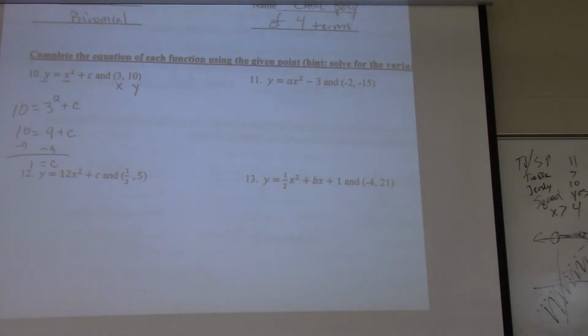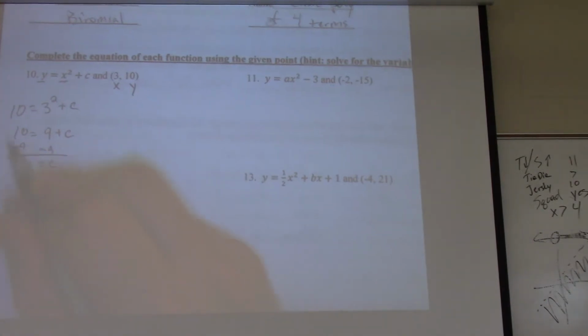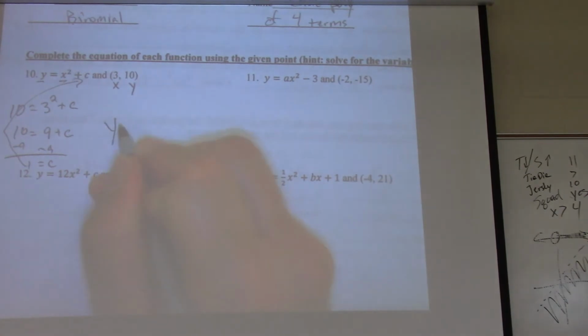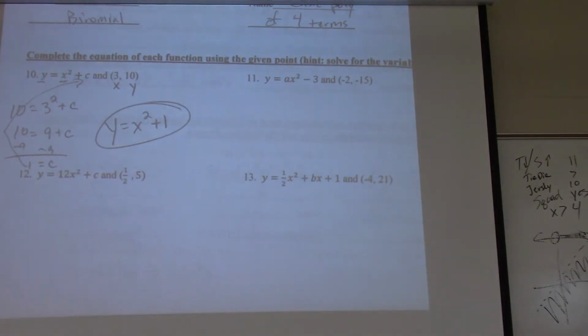That's not what I'm asking you to do here. That would be all the steps I need to get to there, but look at what it's asking. Complete the equation. So what does that mean I have to do with that 1? Plug it in. Go back and plug it back into the original equation. So I take this 1, plug it back into the original equation, and I get x squared plus 1. And that is my final answer. I think you guys can do 11. Let's talk about number 13.